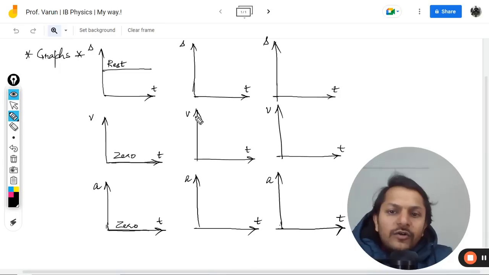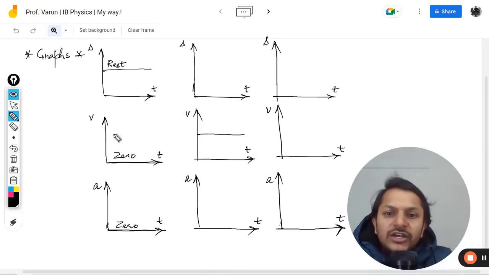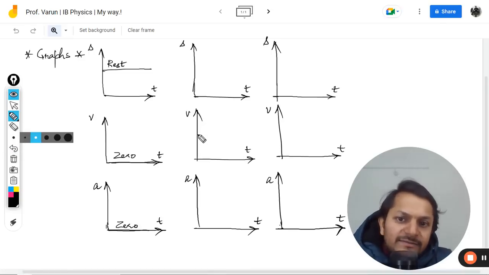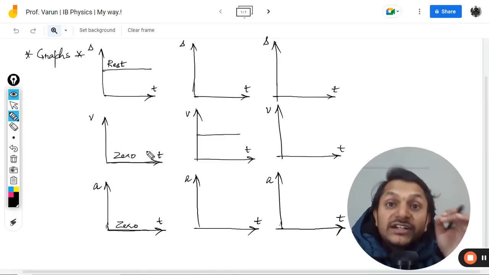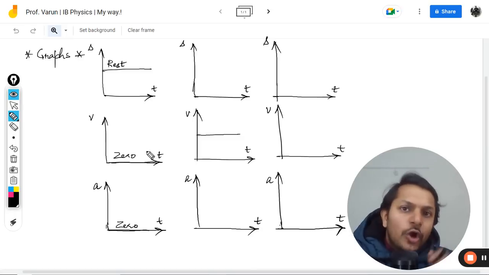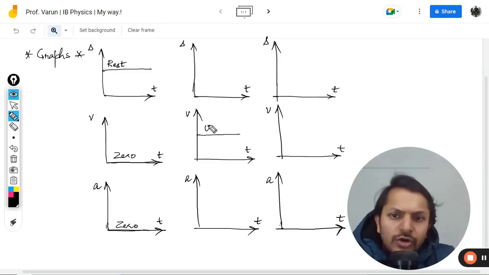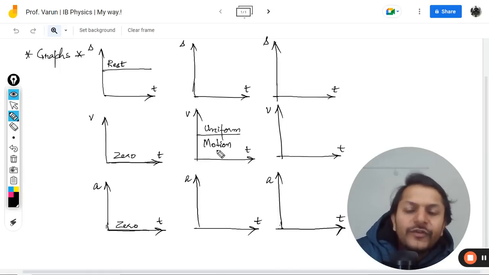Fine. So now we're talking about the velocity time graph, and I'm going to make a straight line here. Now what does this mean? This straight line means that the velocity does not change. Velocity does not change neither in the magnitude nor in the direction. It means I'm talking about the uniform motion. So I can just write it here as uniform motion. So this is the uniform motion.